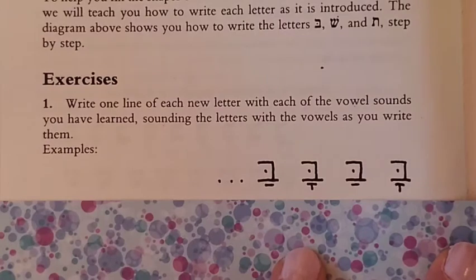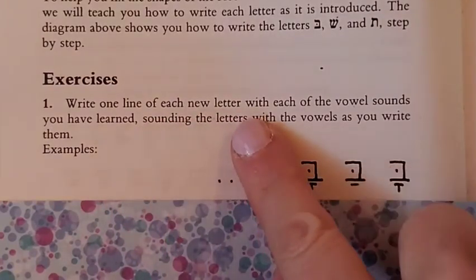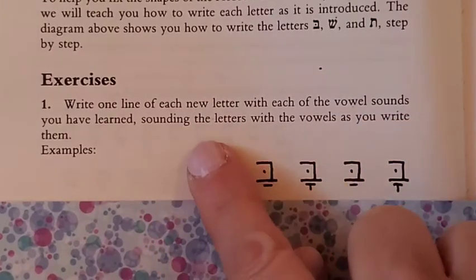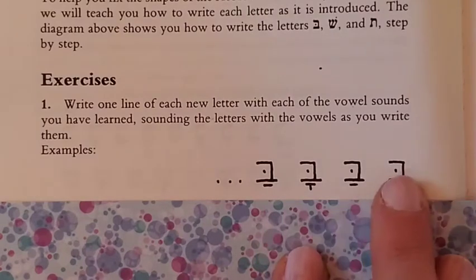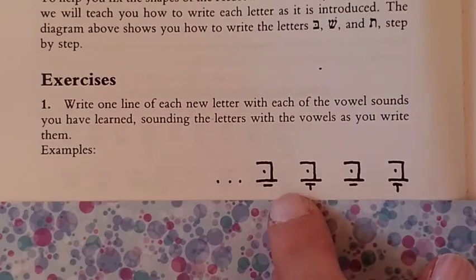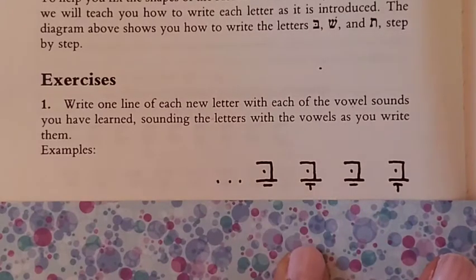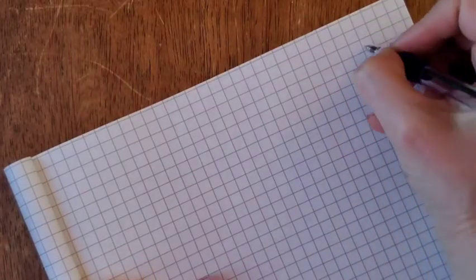All right, now your next assignment is to write one line of each new letter with each of the vowel sounds that we have learned. And be sure you sound out the letters with the vowels as you write them, like this. Ba, ba, ba, ba. I go with my sheep sound again. So remember to start on the right side of the page.